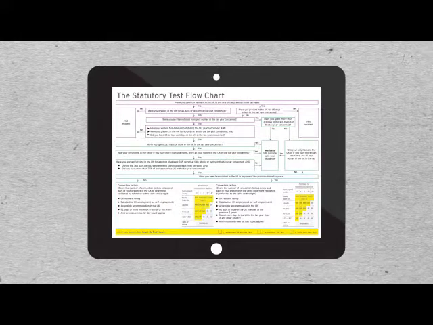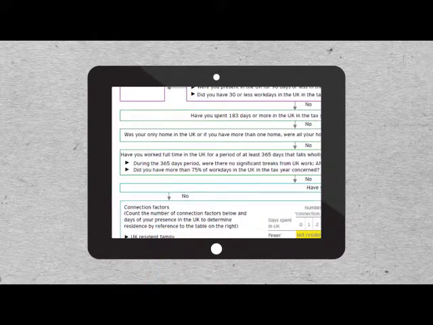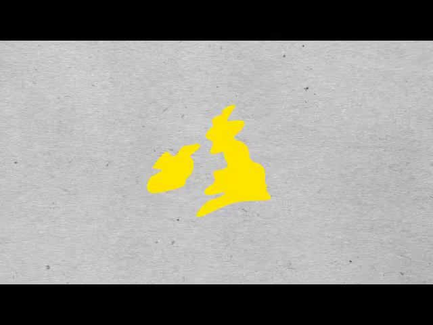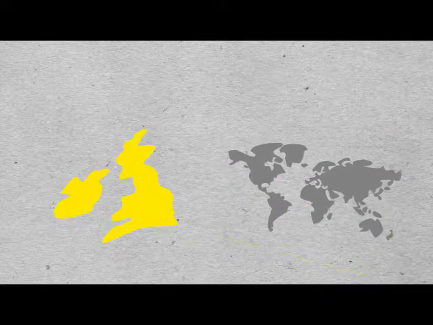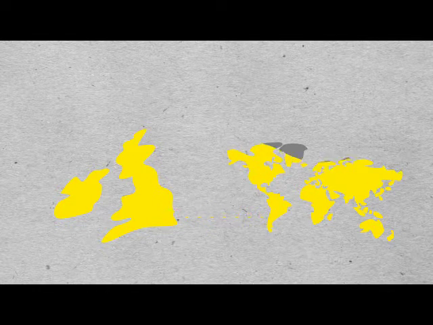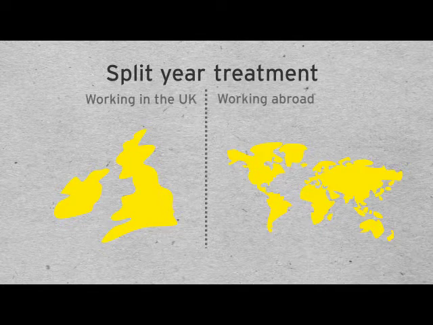If you don't meet either of these tests, then you can use the SRT flowchart in this section to determine whether you're a resident or non-resident. In law, you're a tax resident for a whole UK tax year or none of it. However, if you're a UK tax resident, as you would normally be in a tax year where you leave to take up full-time employment abroad, it is also possible to qualify for split year treatment.